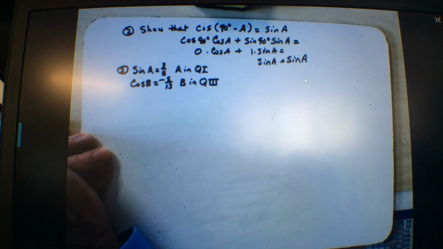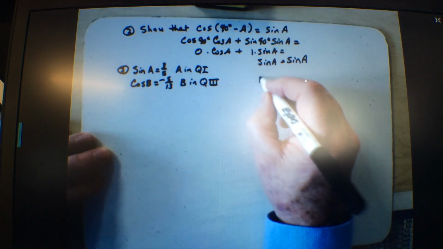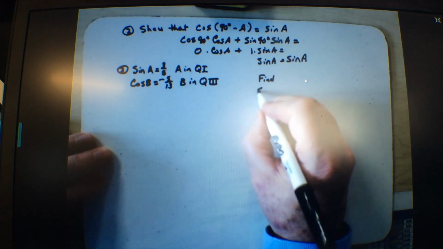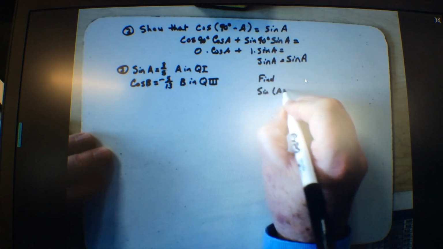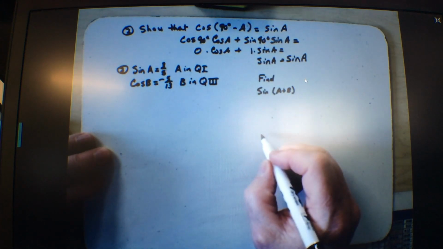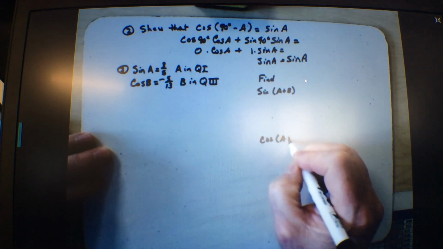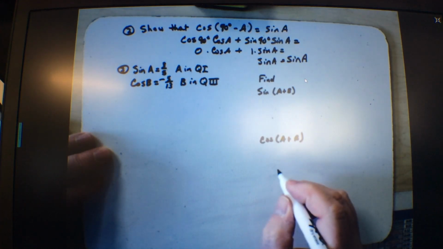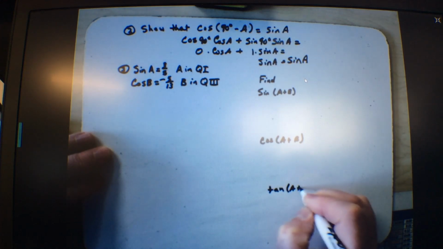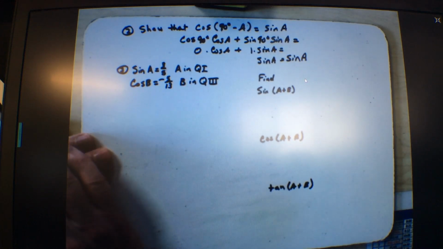Then I want to find these three things. I want to find the sine of A plus B. I want to find the cosine of A plus B. And I want to find the tangent of A plus B. Are you all with me? You said you're going to be on all one. Yeah, that's why I put a lot of space there.